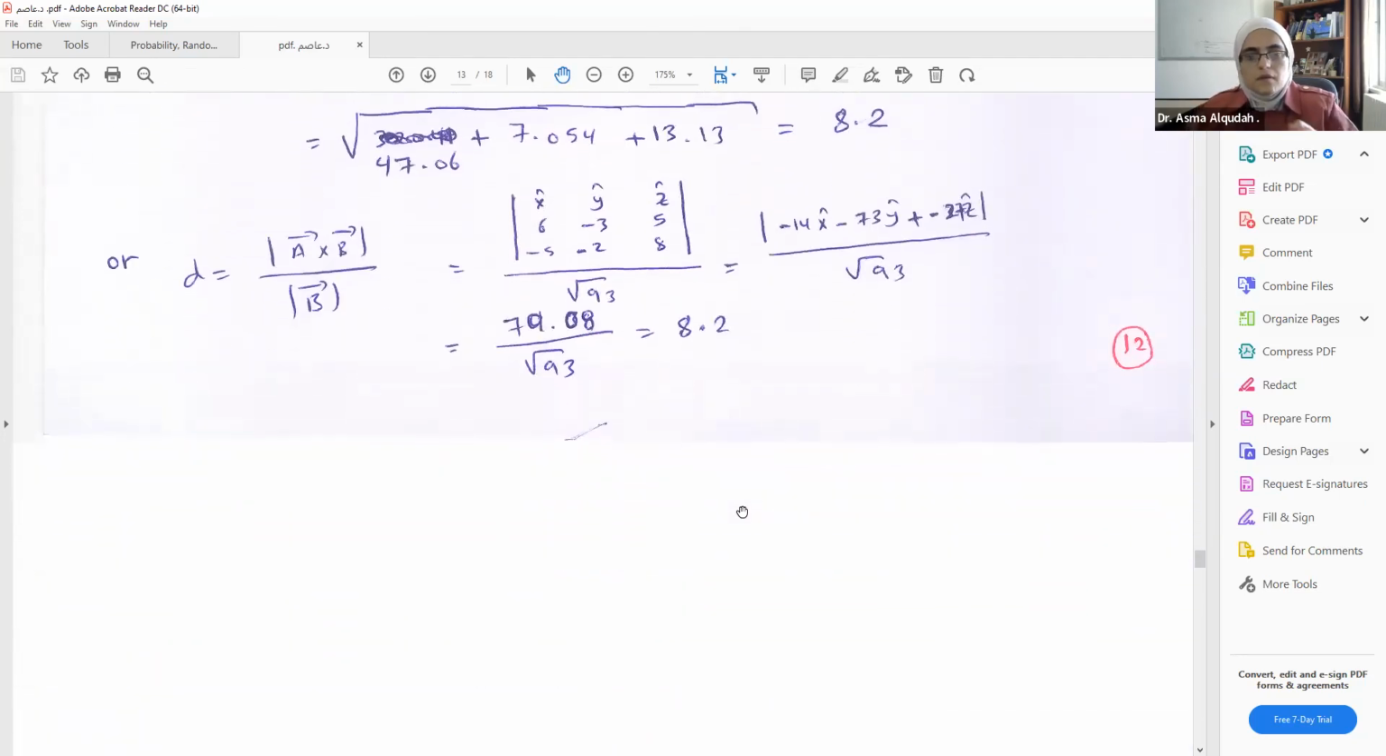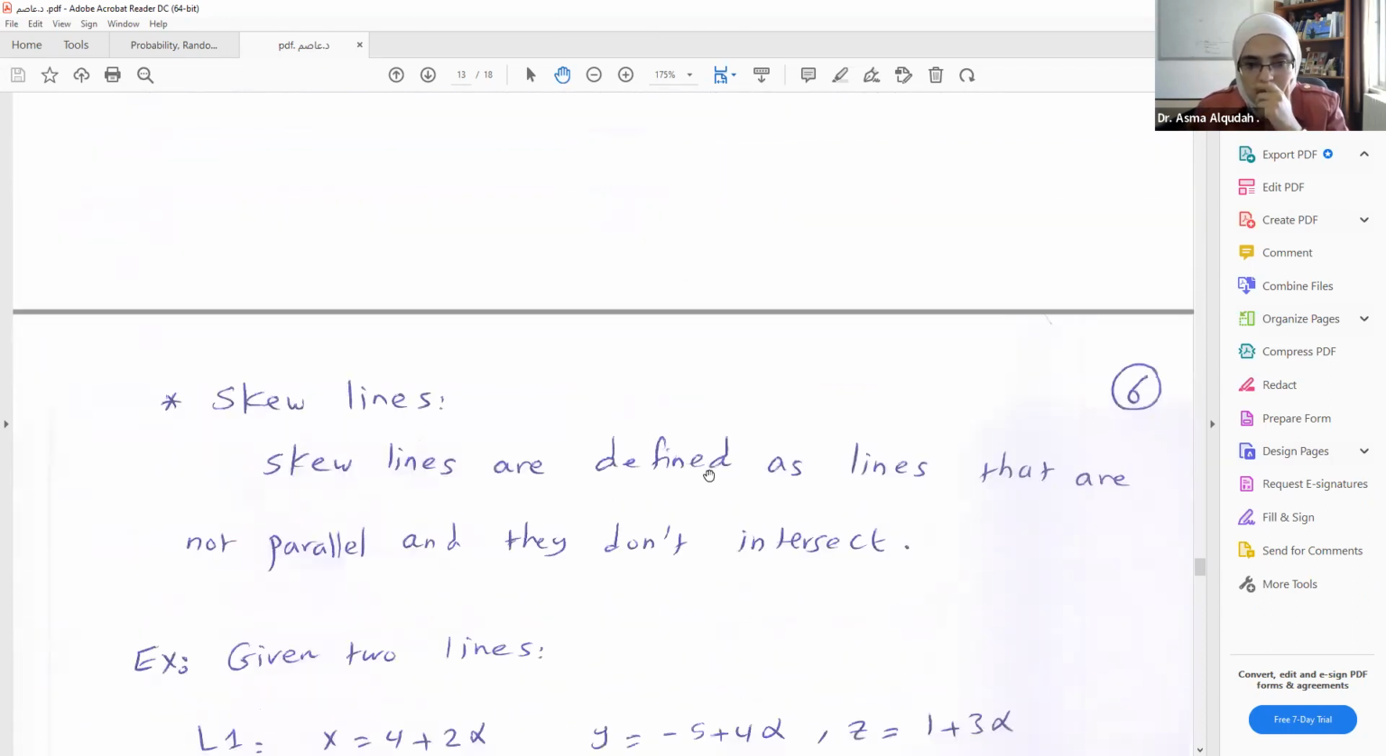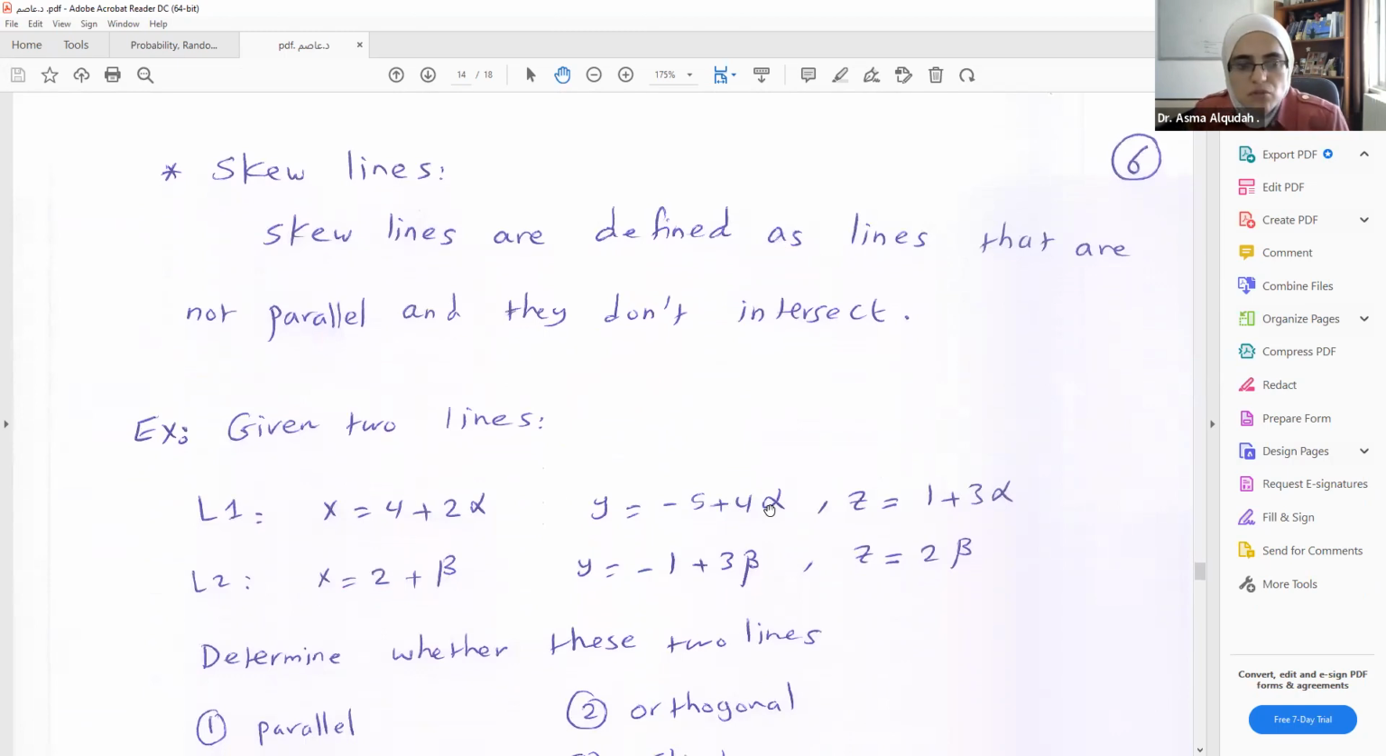So this is the result we have just got. Now let's get to this new subject, which is the skew lines. The skew lines are defined as any lines that are not parallel and they don't intersect. Let's get to the whiteboard.